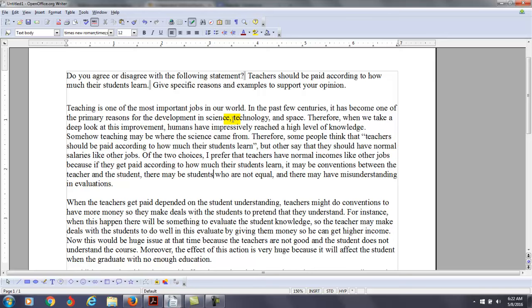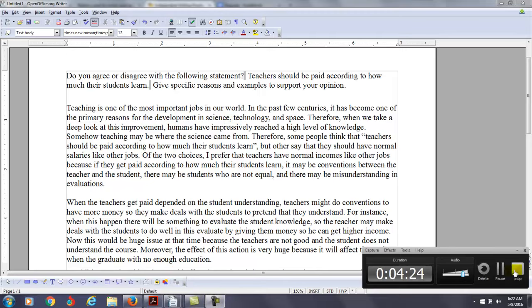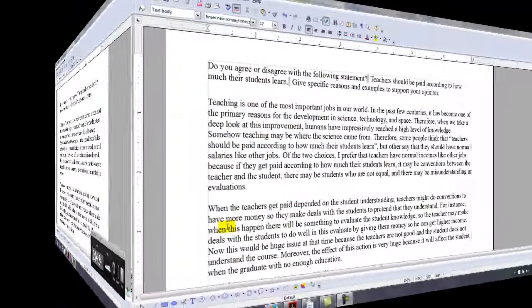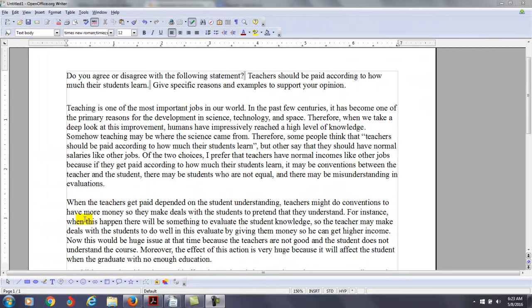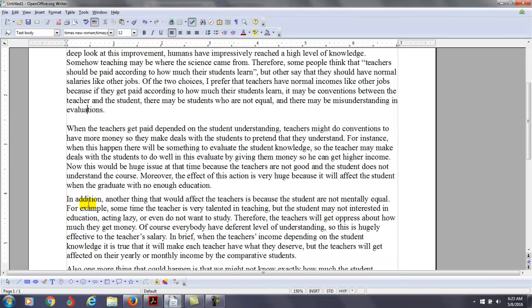There may be students who are not equal. There may be misunderstandings in evaluations. That's what I'm going to say so far. All right, let's see if we can figure this out. I'm going to look at this paragraph so you can figure out what you're trying to say.